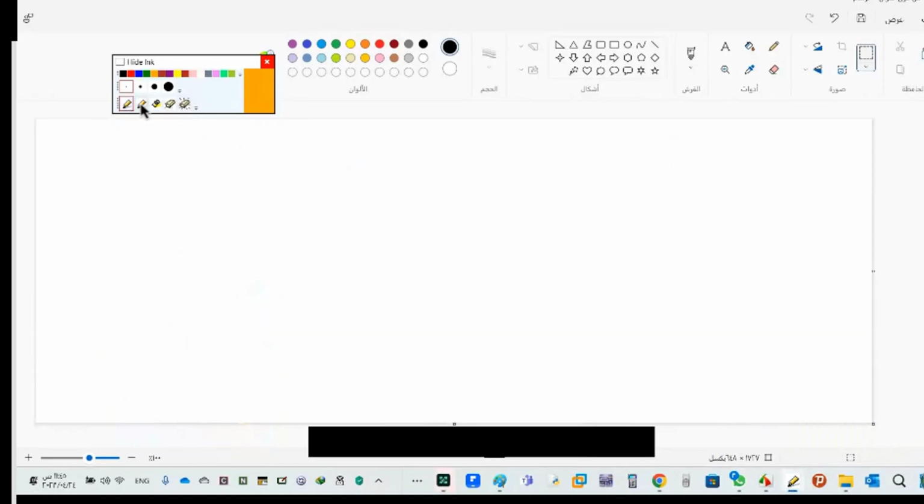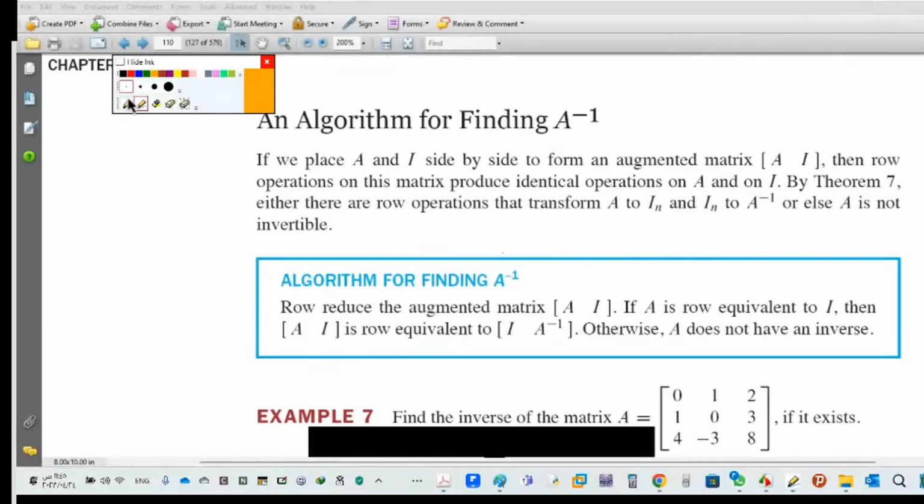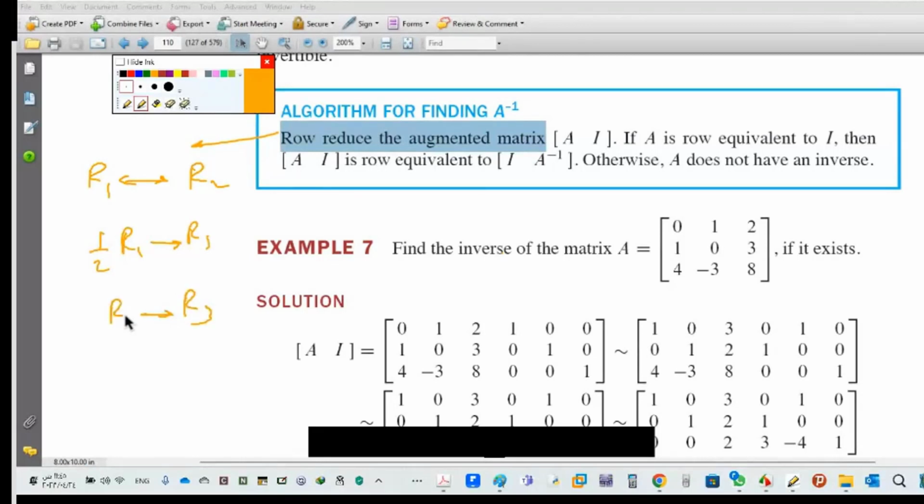Clear? Let's take our example from the book to save time. Now, find the inverse, row reduce the augmented matrix. Okay, three things. What are those? First thing, I can change R1 with R2. Second, I can multiply R1 by a number and add to another row. Third, I can multiply R3 by any number and then add it, for example, to R1. So this is 1, 2, 3.